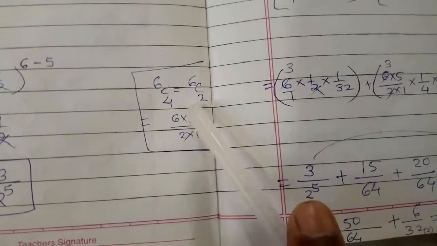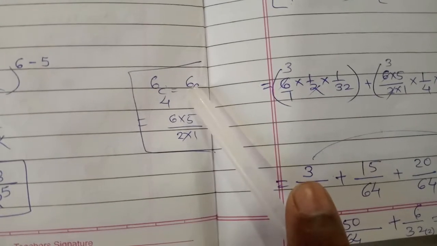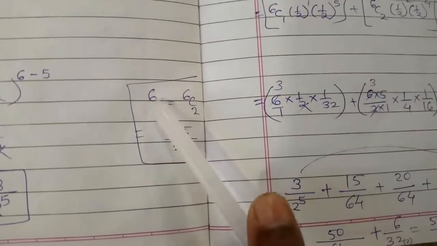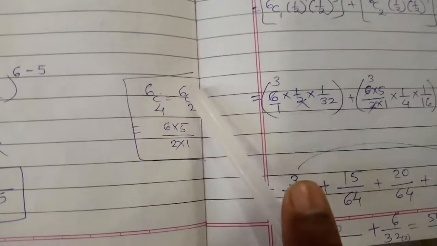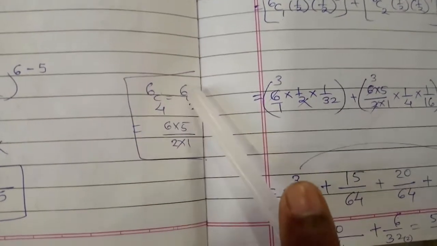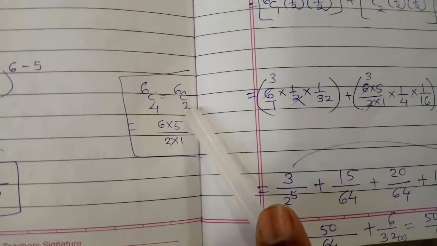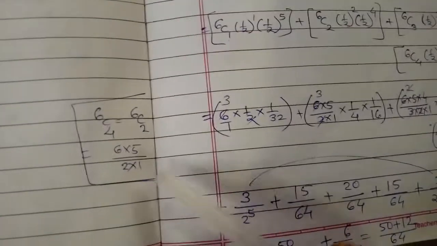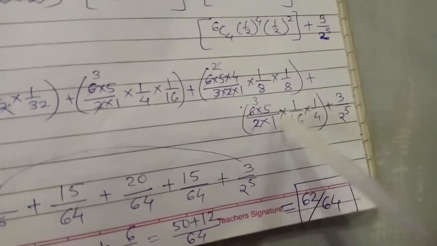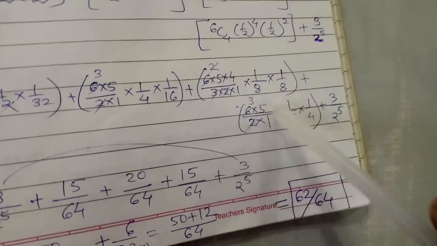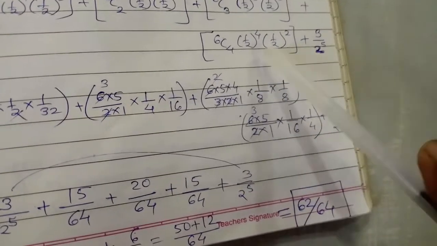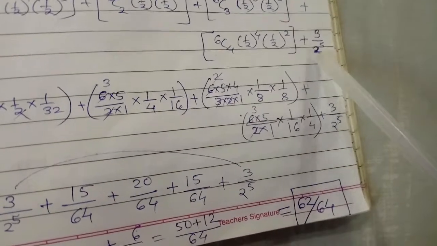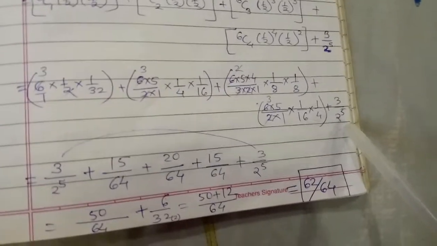So 6C4 is equal to, using the formula nCx equals nC(n minus x), 6C(6 minus 4), that is 6C2. How do we write 6C2? We write 6 going down 2 steps. So 6 into 5 upon 2 into 1. Again 1 by 2 raised to 4 is 1 upon 16 into 1 by 4, and this 3 upon 2 raised to 5 as it is.